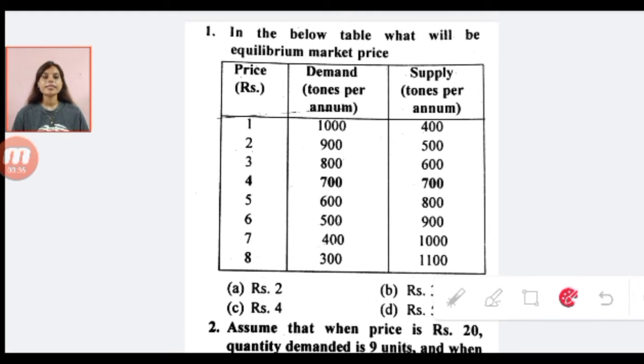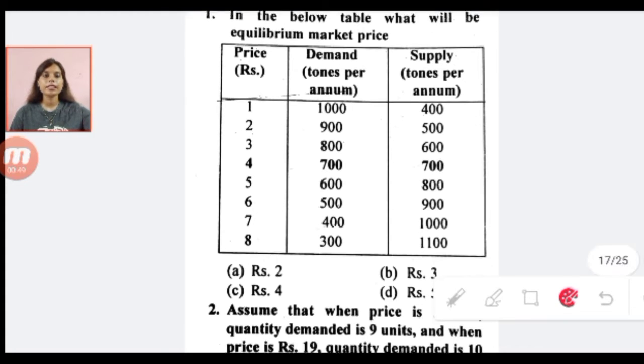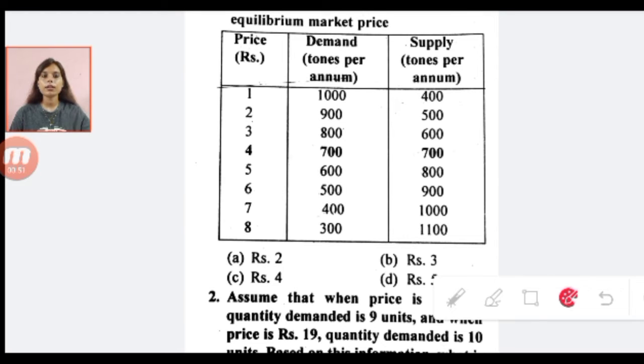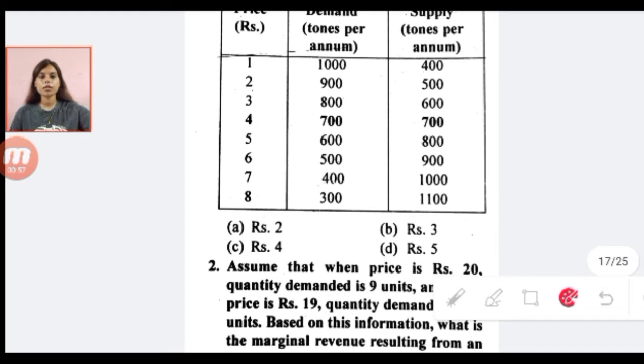Number 1, as you can see in front of you, it says in the below table provided, what will be the equilibrium market price. So over here you can see the demand and supply, all the things are given and the price is also given. So over here your answer would be number C.